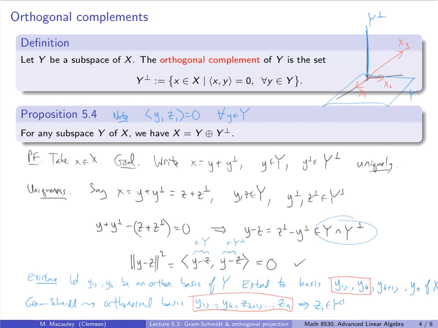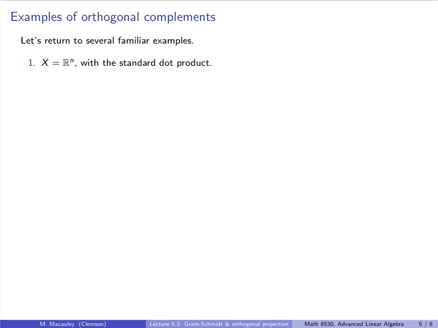One more thing. Earlier in the class, when we talked about the annihilator, we couldn't prove something like this because the annihilator was a subspace of the dual space. But we could prove something analogous to this. We proved that the dimension of Y plus the dimension of y perp added up to the dimension of X, and that's still true right here. Let's now pause for some familiar examples.